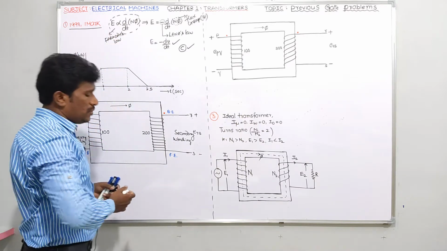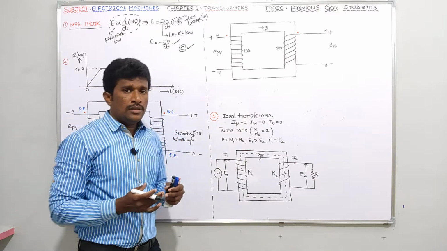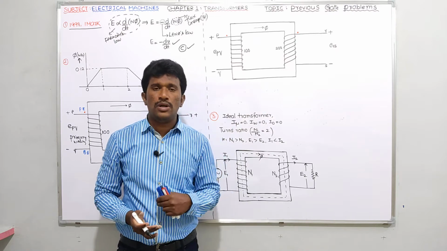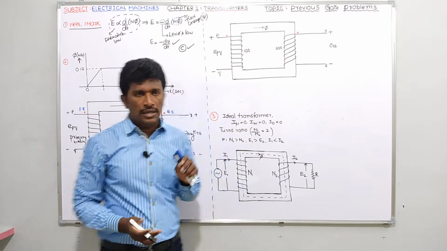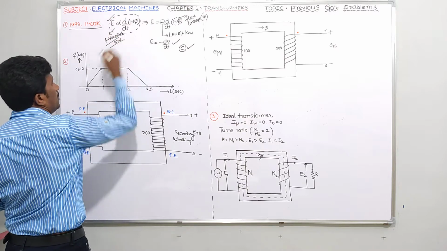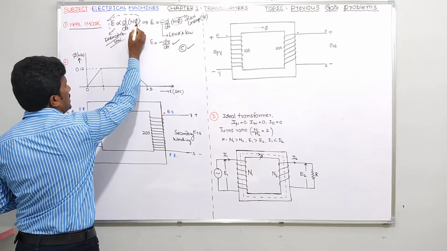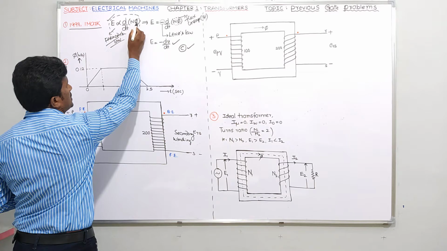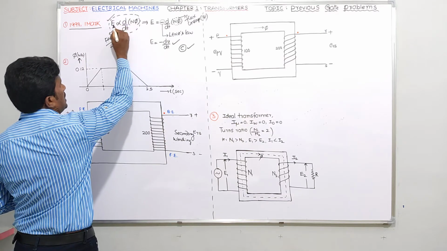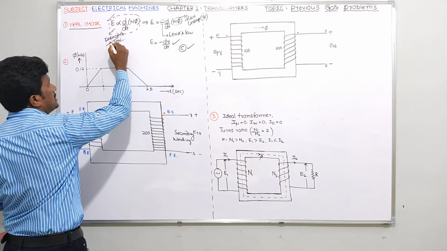According to Faraday, which we already discussed, there should be a rate of change of flux linkage between conductors and EMF, then only EMF will be induced in a conductor. That means E proportional to d by dt of N phi. This is regarding Faraday. Here N means number of turns of a conductor, phi means flux, N phi means flux linkage. So if there is a rate of change of flux linkage, then EMF will be induced in a conductor. That is given by Faraday.